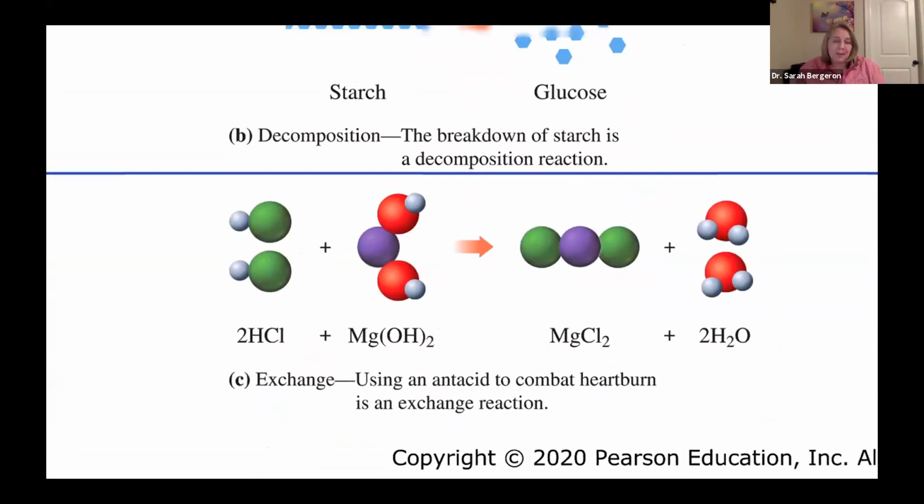Then here's an example of an exchange. This is an example of using magnesium hydroxide to neutralize hydrochloric acid. Magnesium hydroxide is an antacid that helps to prevent heartburn. In your stomach, you actually have hydrochloric acid. It's pretty strong stuff. And if that acid comes up into your esophagus, that's what causes heartburn. So if we can neutralize the acid in your stomach, then you don't feel it. We call it heartburn, but it's really not the heart, it's really the esophagus.